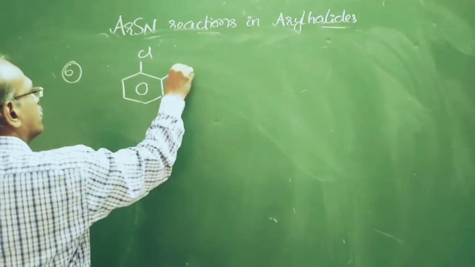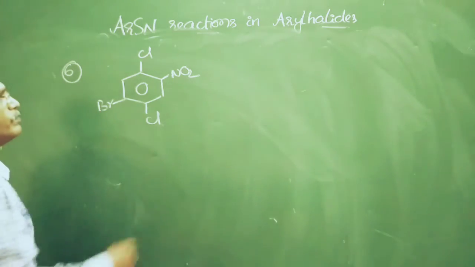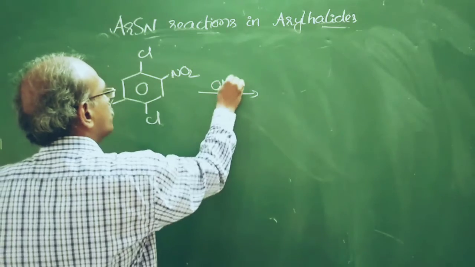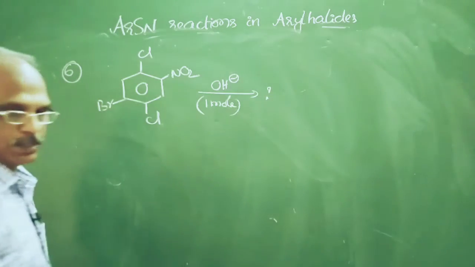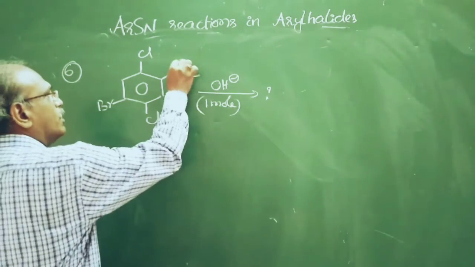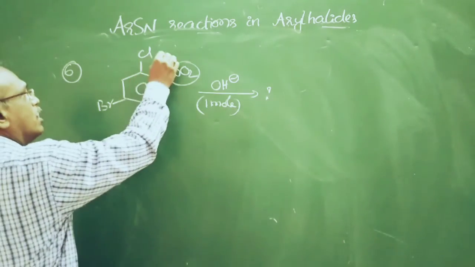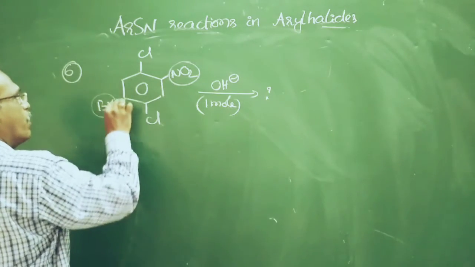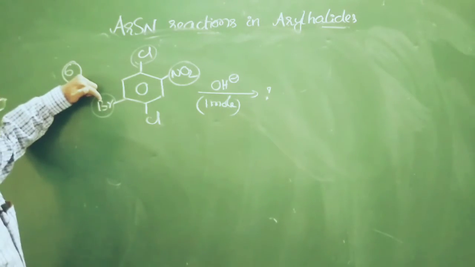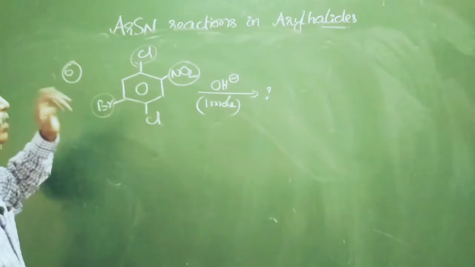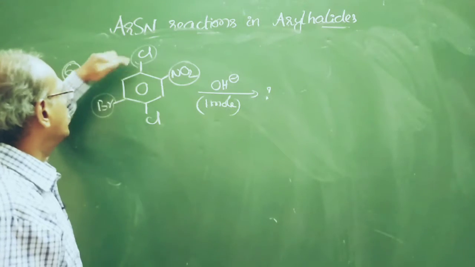Cl, here NO2, here Cl, here Br. Again, OH minus, they have given only 1 mole. What is the product? This is the electron withdrawing group. To this, see, this is at ortho position and this is at para position. So we have to substitute either Cl or Br. But what is to be substituted? Here the availability of OH minus is only 1 mole, so we can substitute only one, not both.